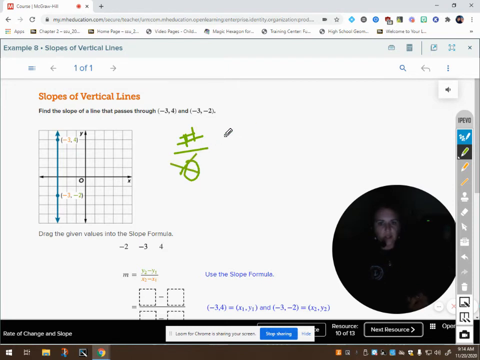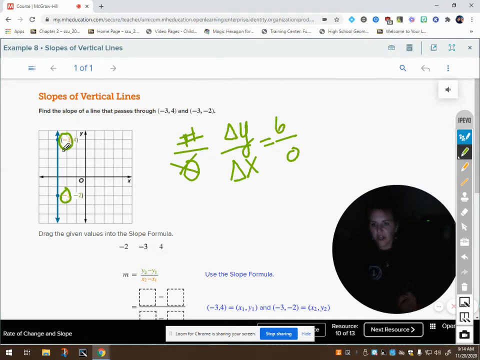Now remember, to find the slope, we're looking for the change in the y values over the change in the x values. Think about my x's. We're not changing. My x here is -3. My x here is -3. So there is no change in the x value. The y value changed by 6 units.